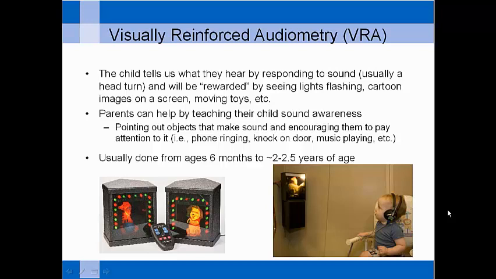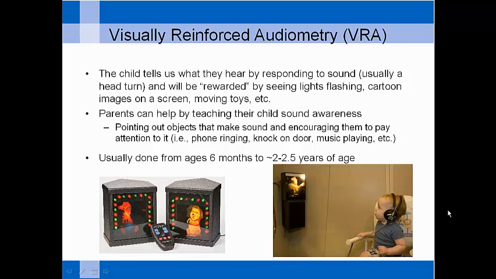VRA is also known as visually reinforced audiometry. This is usually tested on children from about 6 months up to about 2.5 years of age. And with this test, the child tells us what they hear by responding to a sound. So this is usually by a head turn. They heard something and they're looking to see what that sound was, where it came from.